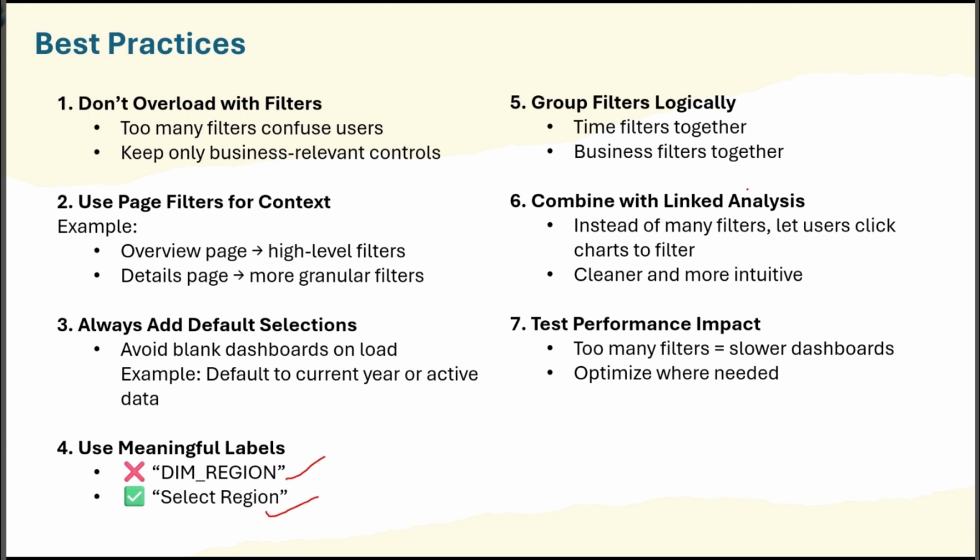Then combine with linked analysis. Whenever you put a page level filter, sometimes those dimensions are already used in some widget. For example, if I'm building one page with six charts, each chart shows the breakdown of a particular measure by a different dimension. So that dimension is already there. If I enable linked analysis and the user clicks on the dimension, the filter will automatically get applied. So I don't need to add those five or six dimension filters at the page level. That is why, wherever possible, we can use linked analysis instead of adding a page filter.